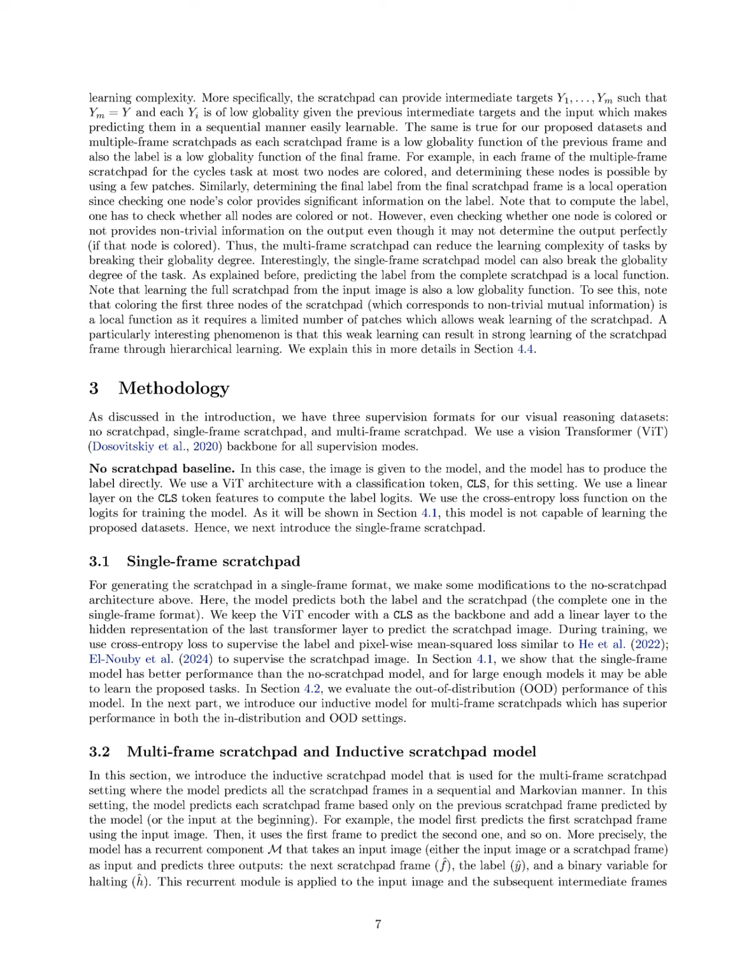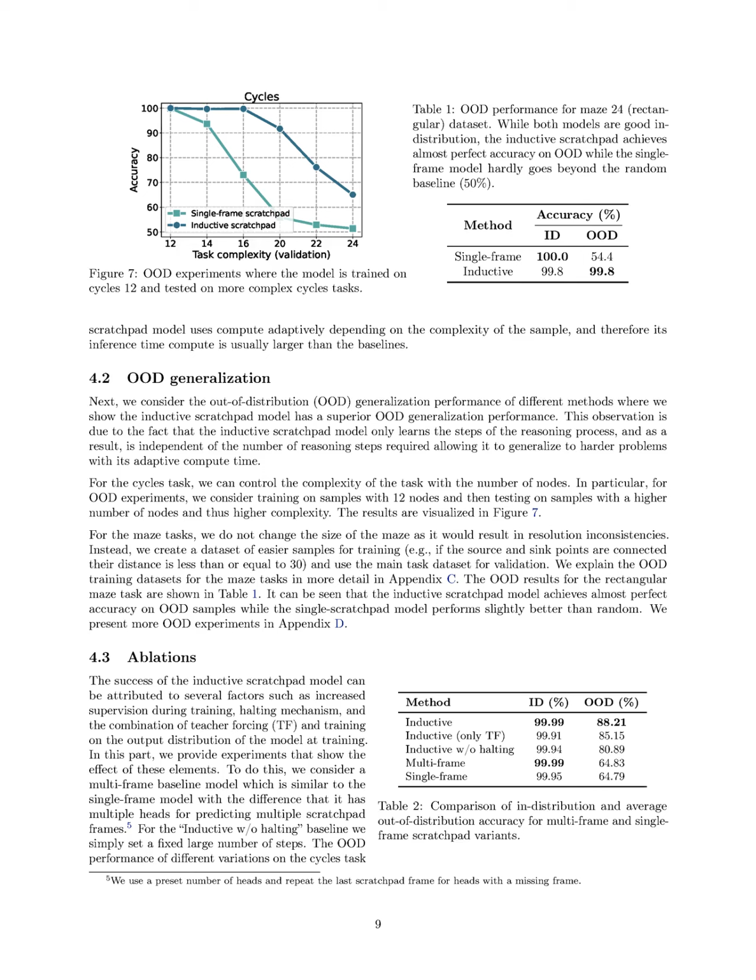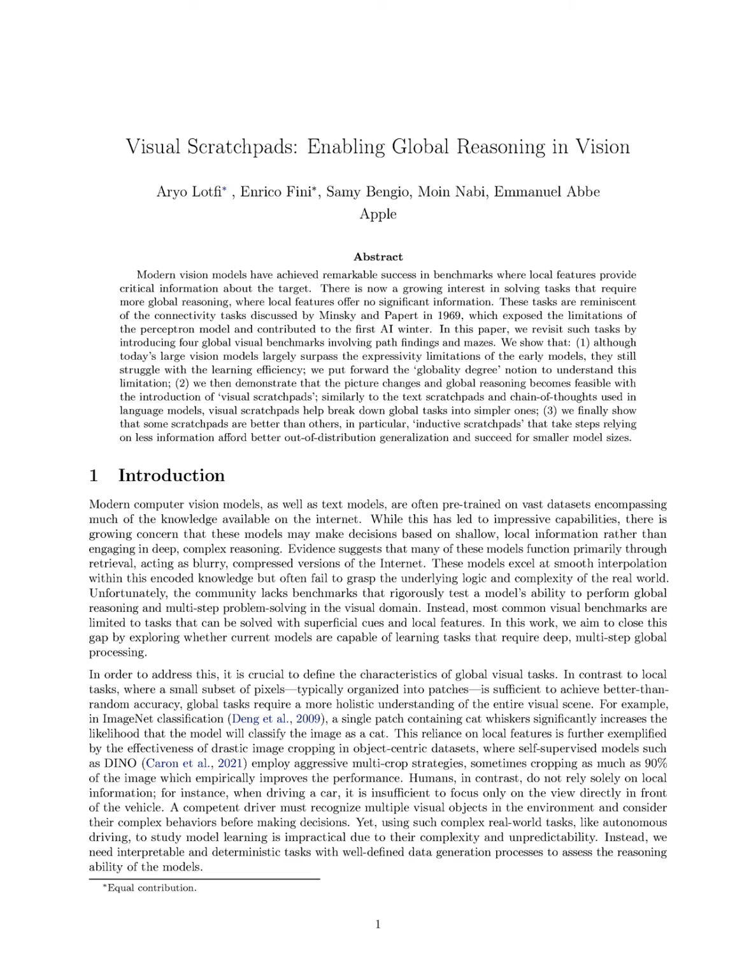The inductive Scratchpad model, however, outperformed both the no Scratchpad and single-frame models, successfully learning all proposed tasks even with smaller model sizes. Additionally, the inductive Scratchpad model exhibited superior out-of-distribution (OOD) generalization, achieving nearly perfect accuracy on OOD samples, while the single Scratchpad model performed only slightly better than random. These results highlight the effectiveness of our visual Scratchpad approach in enabling multi-step reasoning and improving model performance on complex visual tasks compared to existing baselines.